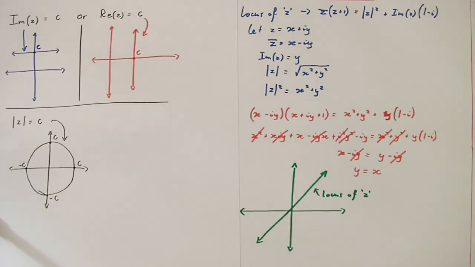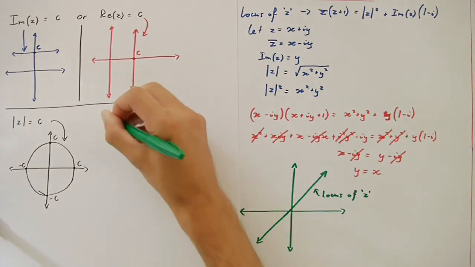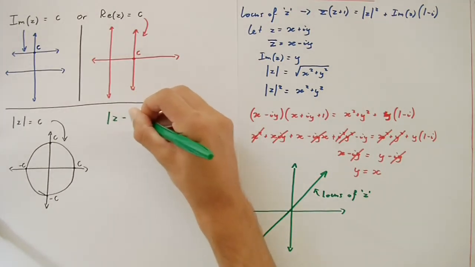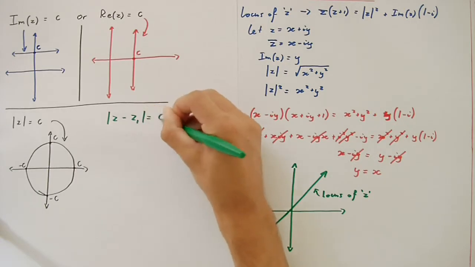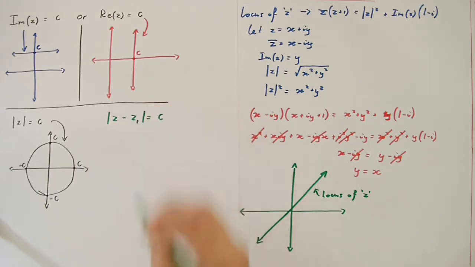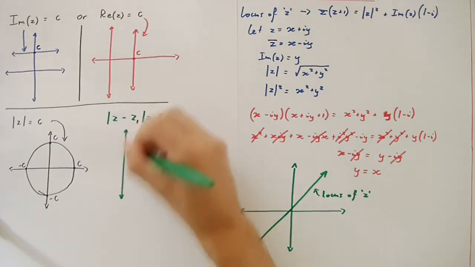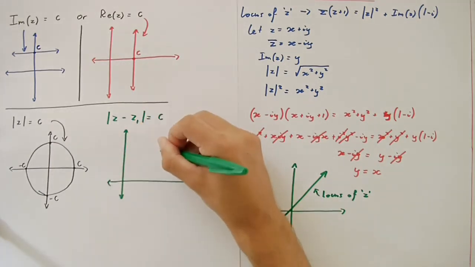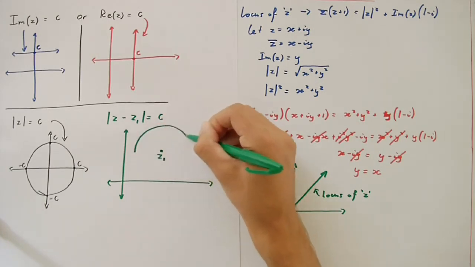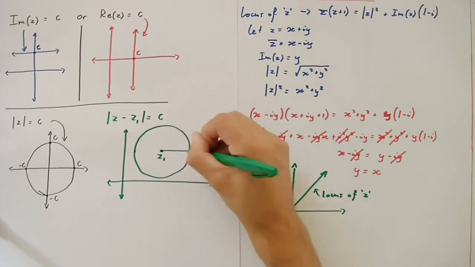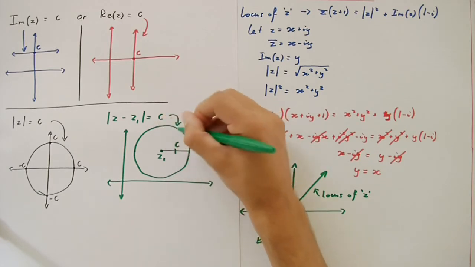Another similar locus to that one is the equation the modulus of z minus z1 is equal to a constant c. So in this case, z1 is any given complex number. And now this locus isn't so obvious, but what it forms is a circle of radius c, but this time it is centered around the point z1 in the complex plane.